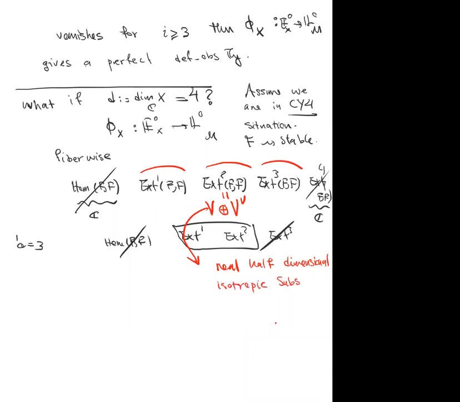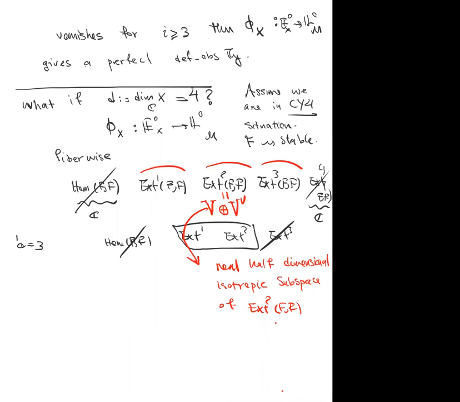Isotropic subspace of X2. You see, X2 is written as a sum of two terms, and we want these two terms to be real half-dimensional isotropic subspaces. And you can see that it depends really on the problem. But X2 can be written as V plus V dual. Then something nice happens because via Serre duality, you can compare these pieces.